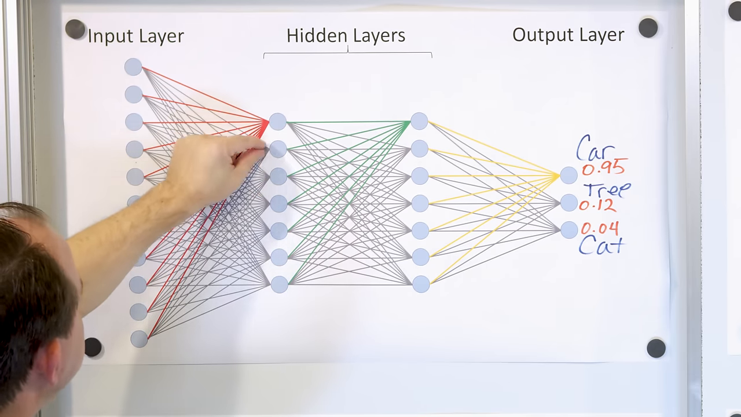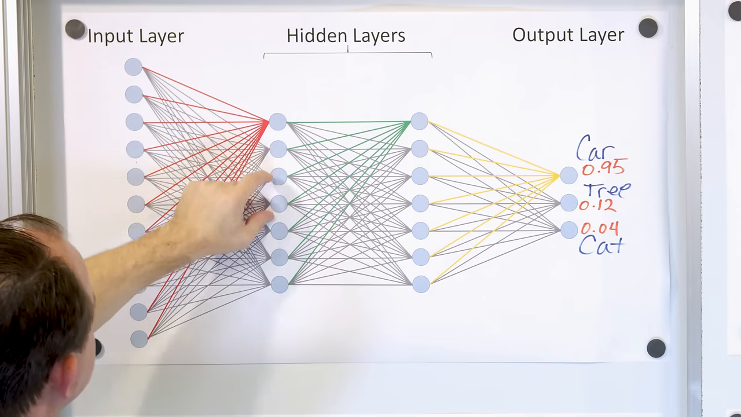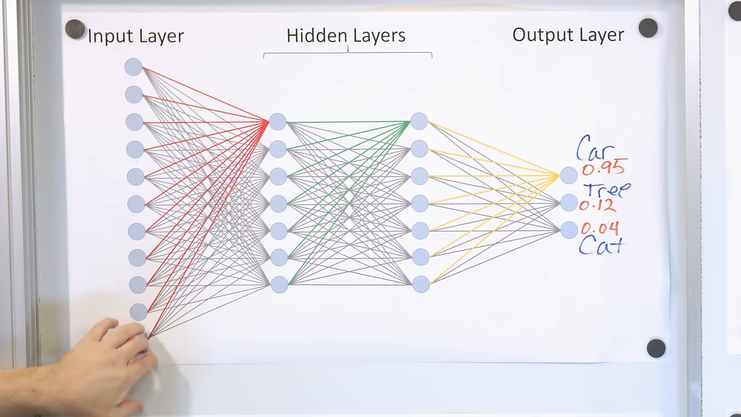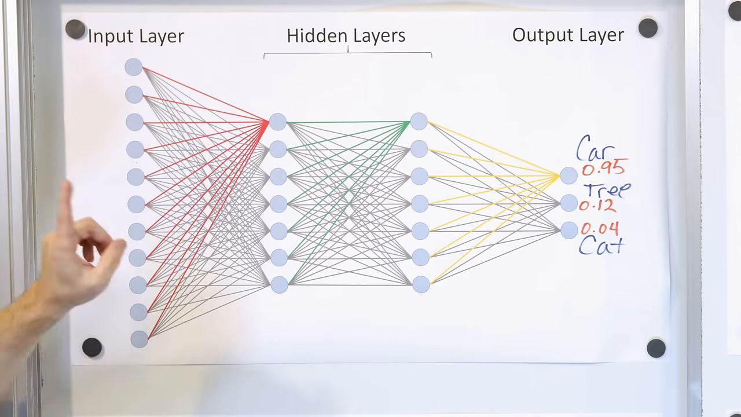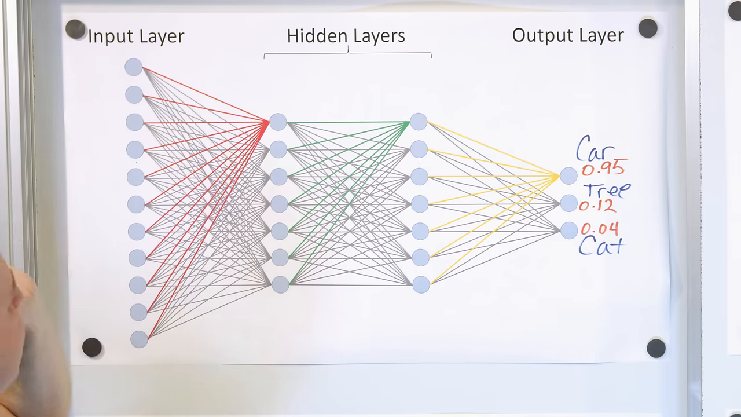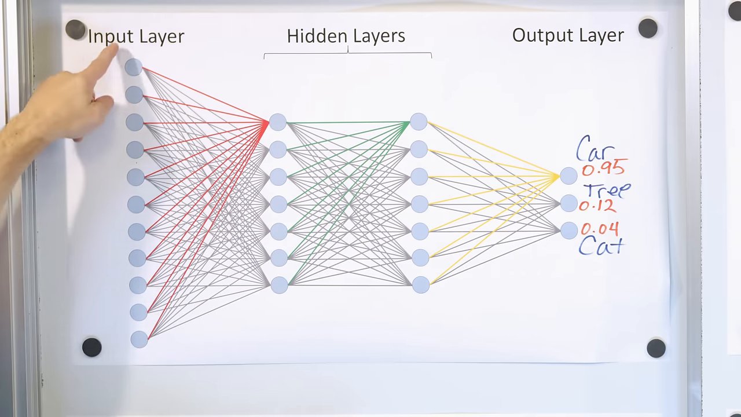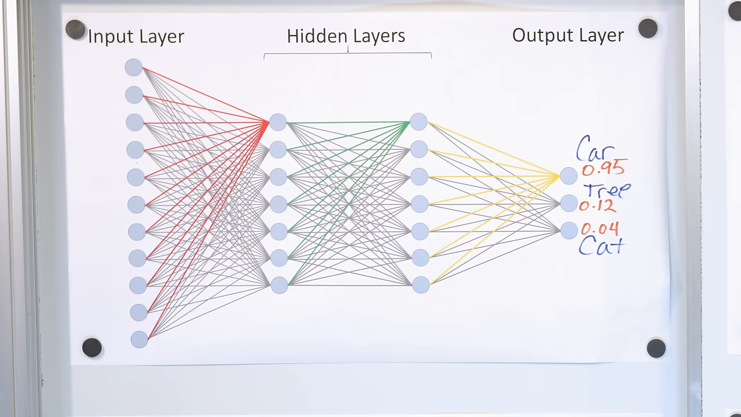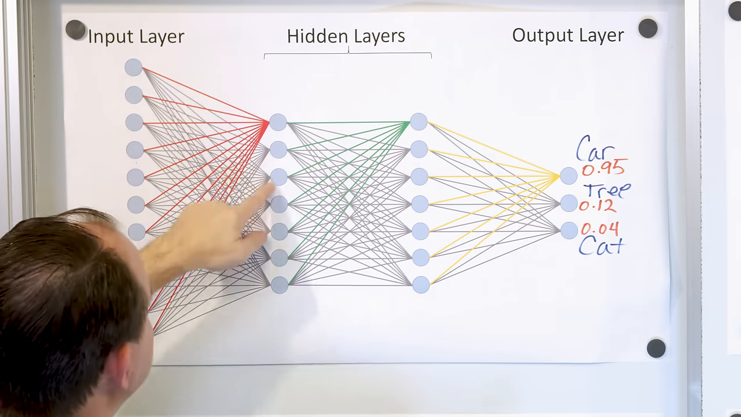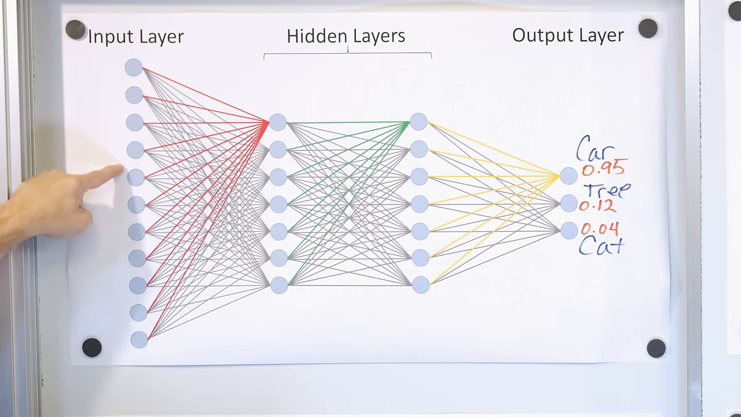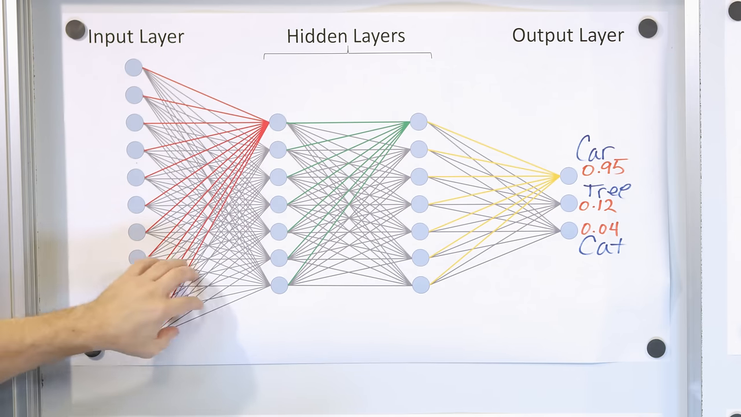This one here depends on all the other neurons as well. This one here depends on all the input neurons. This one, all the other neurons. So every neuron in this layer depends on every pixel in the input image, if you're talking about an image, or every bit value of the voice stream that you're using or whatever. Every pixel here depends on a calculation that takes into account the entire image.